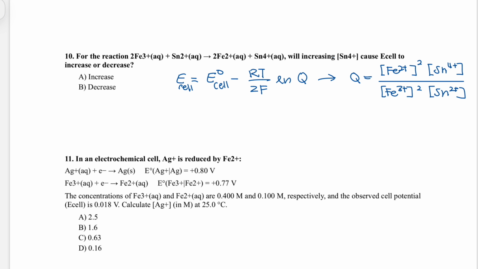And then we increased Sn4 plus. So if this increases, because it's on the numerator, Q will increase. And if Q increases, E cell would decrease because it's being minused by Q. So that means that it's gonna decrease.